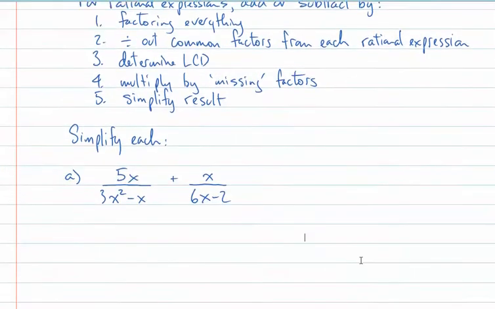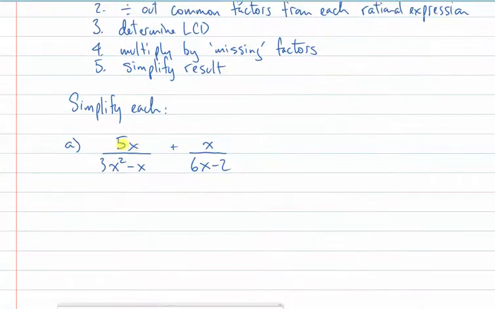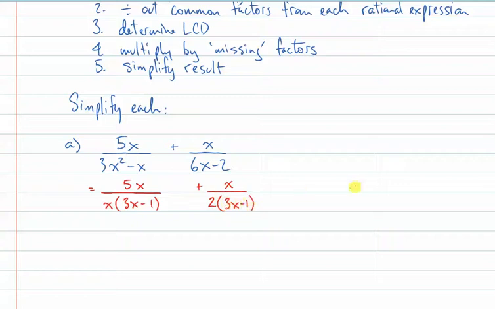First case, I'll step through this one with you. We have 5x over 3x squared minus x, so we're going to write it vertically. We're going to factor out any factors that we can see. The denominator has a common x factor. And over here, I have a denominator with a common 2 factor. Okay, so I don't have any cancellations. Oh, actually, pardon me. Yes, I do. I have a common factor of x here. So I'm going to cancel that x out. So that was like my step 2, dividing out common factors from each rational expression. We definitely want to do that to make life as easy as possible.